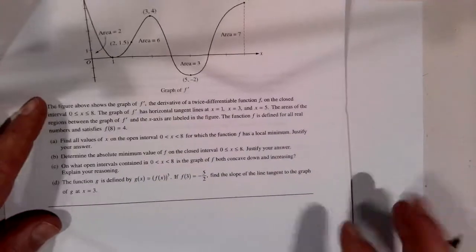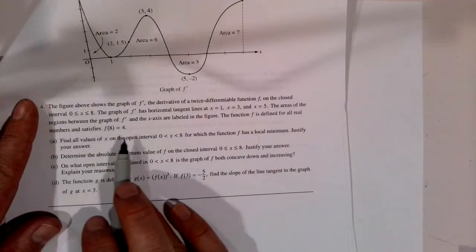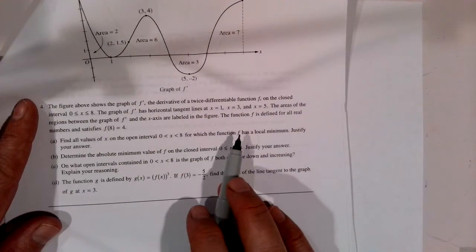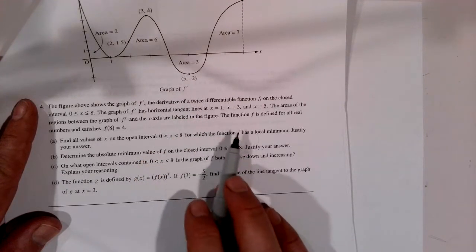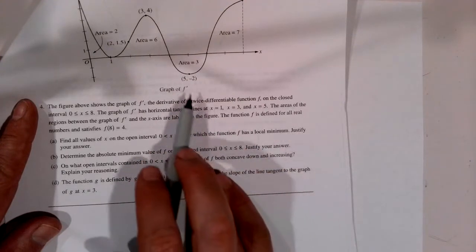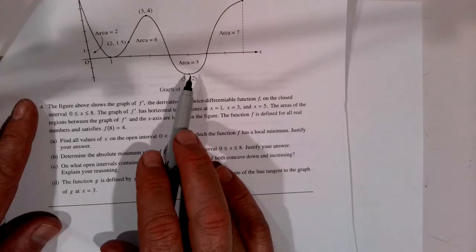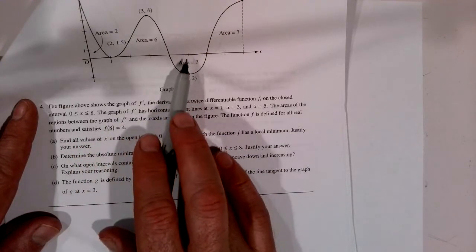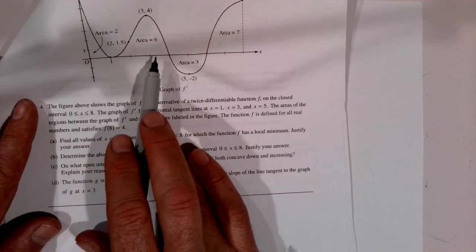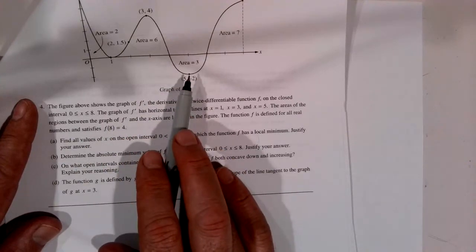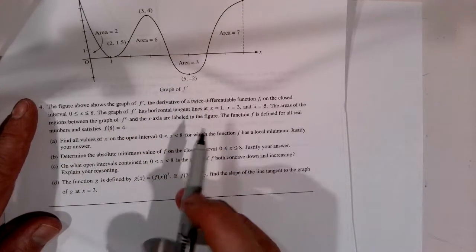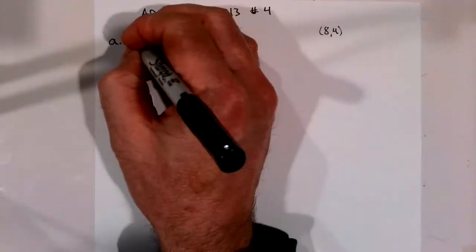Let's look at the first question. It says find all values for which the function f has a local minimum. A lot of people would say a local minimum at 1 and at 3 and 5. That's not correct because that's f prime. It's asking about f.